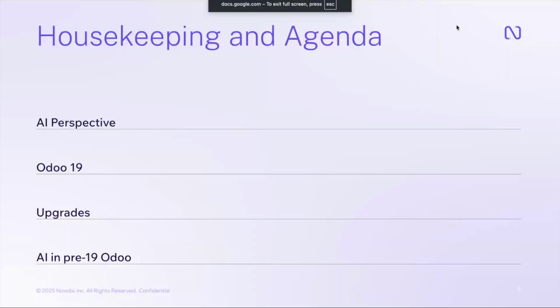And we're going to start with a little AI perspective. We're going to go over a little bit of where we are today as far as AI goes. We'll look at Odoo 19. We'll look at what's happening there and what's available in that release and that version. We're going to talk really slightly about upgrades. We don't want to spend a lot of time there, but we do want to address that, answer some questions. And then we're going to get into some pre-Odoo 19 use cases. And so that's the agenda today.